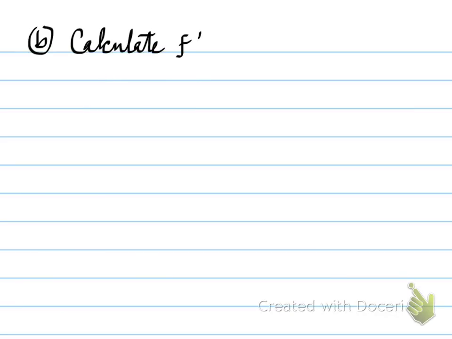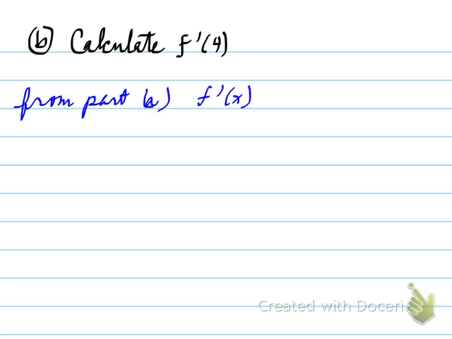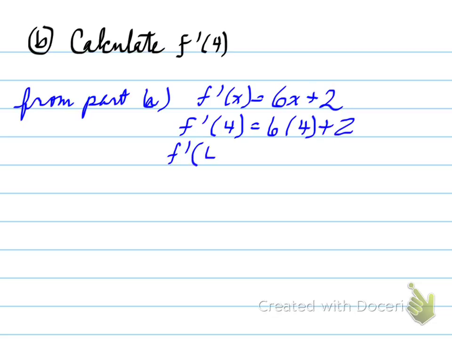All right, part B. Calculate f prime at 4. So from part A, we found that f prime of x is equal to 6x plus 2. That's the general equation. F prime at 4 means we plug in x as 4, and we get 26.